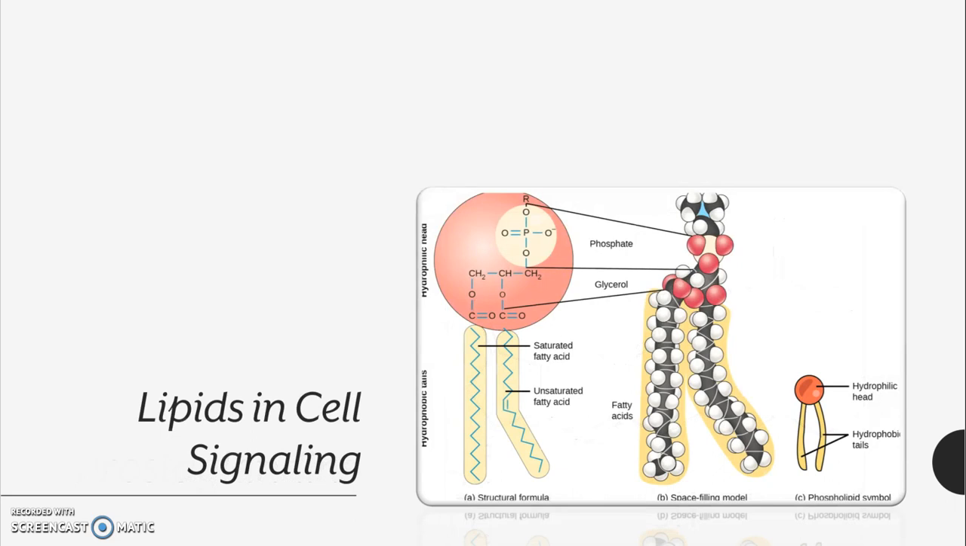Lipids play a substantial role in cell signaling. Many of the lipids involved as second messengers in cell signaling pathways arise from the arachidonic acid pathway.